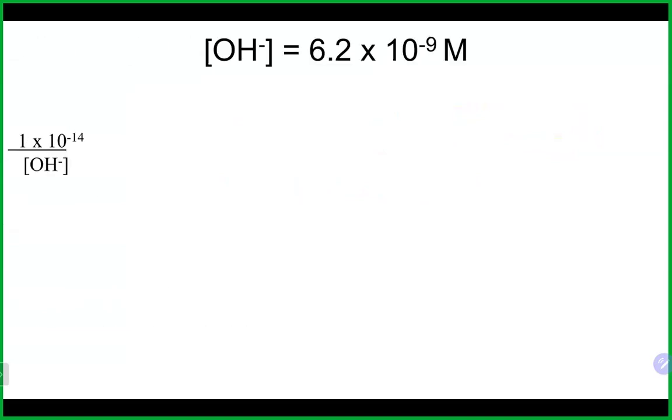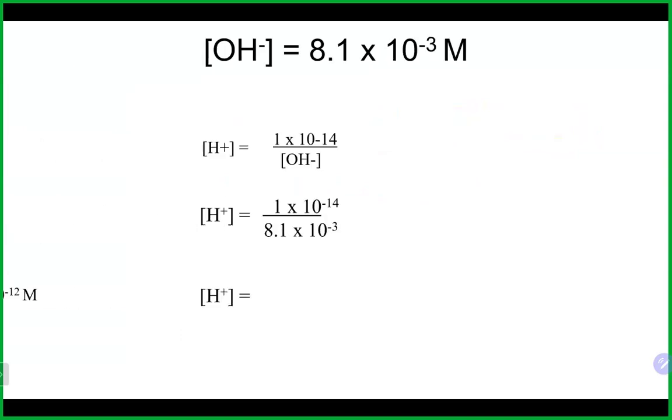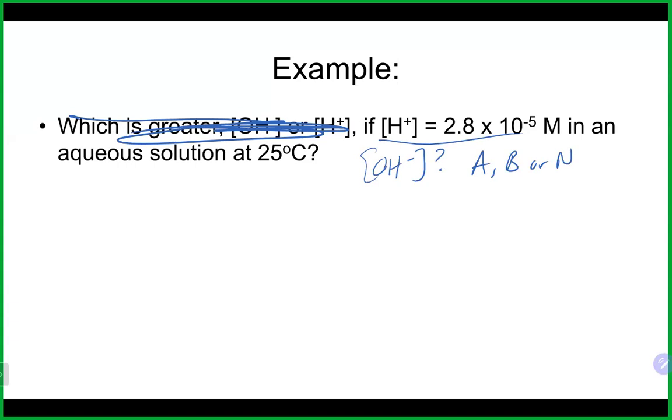Scroll that across the screen here. This one we just did. Maybe. There we go. Who cares about what the question asks? Let's just say we have an H plus concentration of 2.8 times 10 to the minus 5. What is the OH minus concentration? And is it acidic, basic, or neutral?